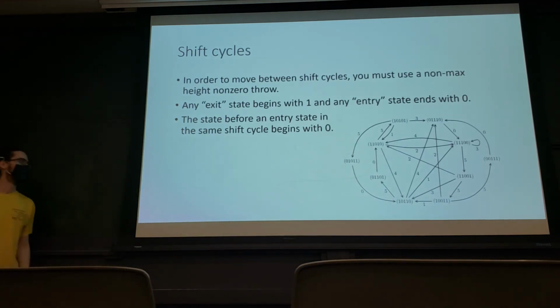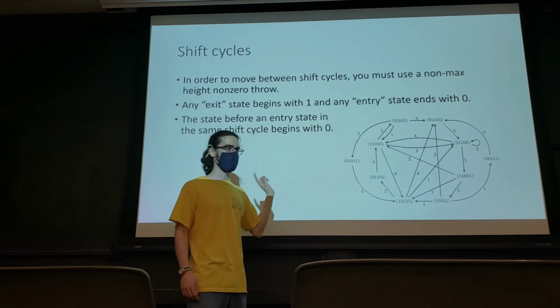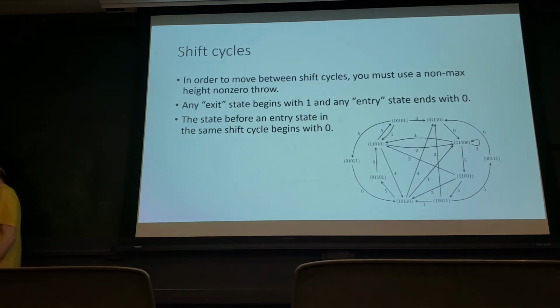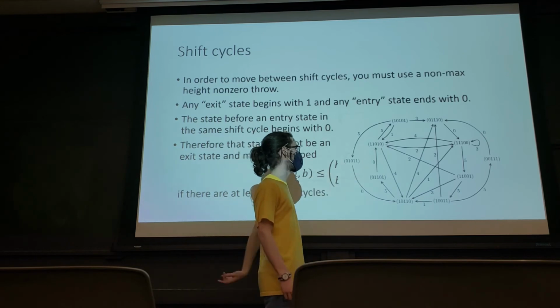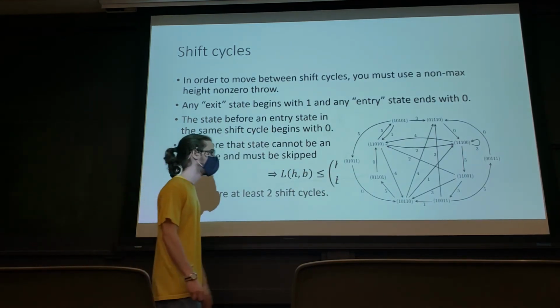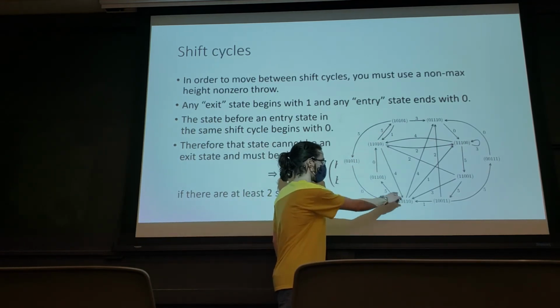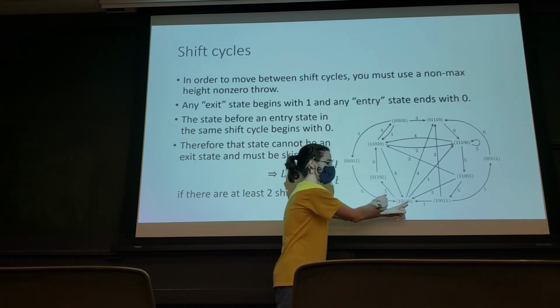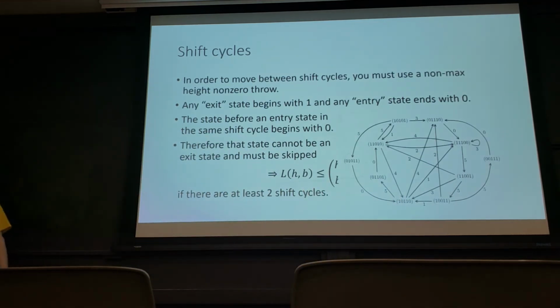And so that means that as long as we go between 2 shift cycles, in every single shift cycle we have to miss at least 1 state. And this is exactly, well, you should say, h choose b minus c of h, b. And c of h, b is just counting the number of these shift cycles, because if you do a maximum height throw or a 0 height throw, you're just cyclically rotating the state. This is just counting the number of shift cycles, as long as there's at least 2.